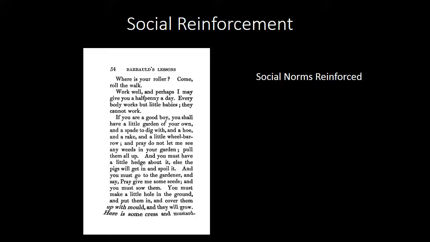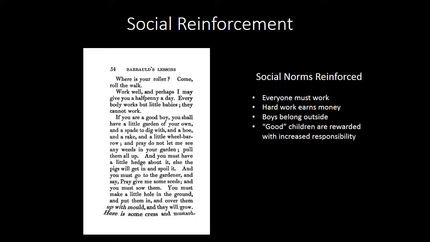So, what lessons about society does this excerpt teach? The first one, I think, is everyone must work. And there are several other social principles that it reinforces as well. Things like hard work earns money. Boys belong outside. Good children are rewarded with increased responsibility, so the boy gets a garden if he's good. It's necessary to separate the domestic from the wild. So this is looking at some principles of nature, as well as growth requires careful tending. These are all social principles that the text is reinforcing.